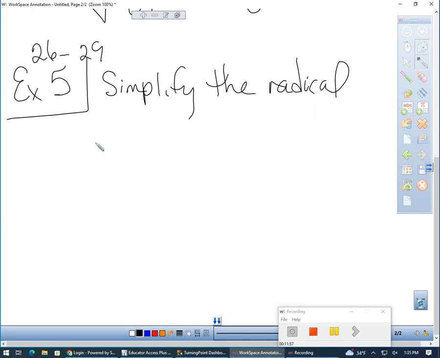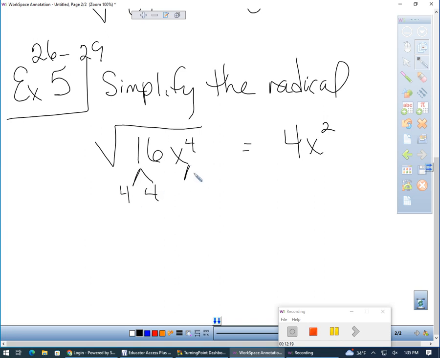So, this is one you've done many, many times before. Let's say I have 16x to the 4th. If I were going to simplify that, we would break this down into 4 times 4, and this is x squared and x squared, right? So we can simplify that because you're looking for 2 of the same thing.